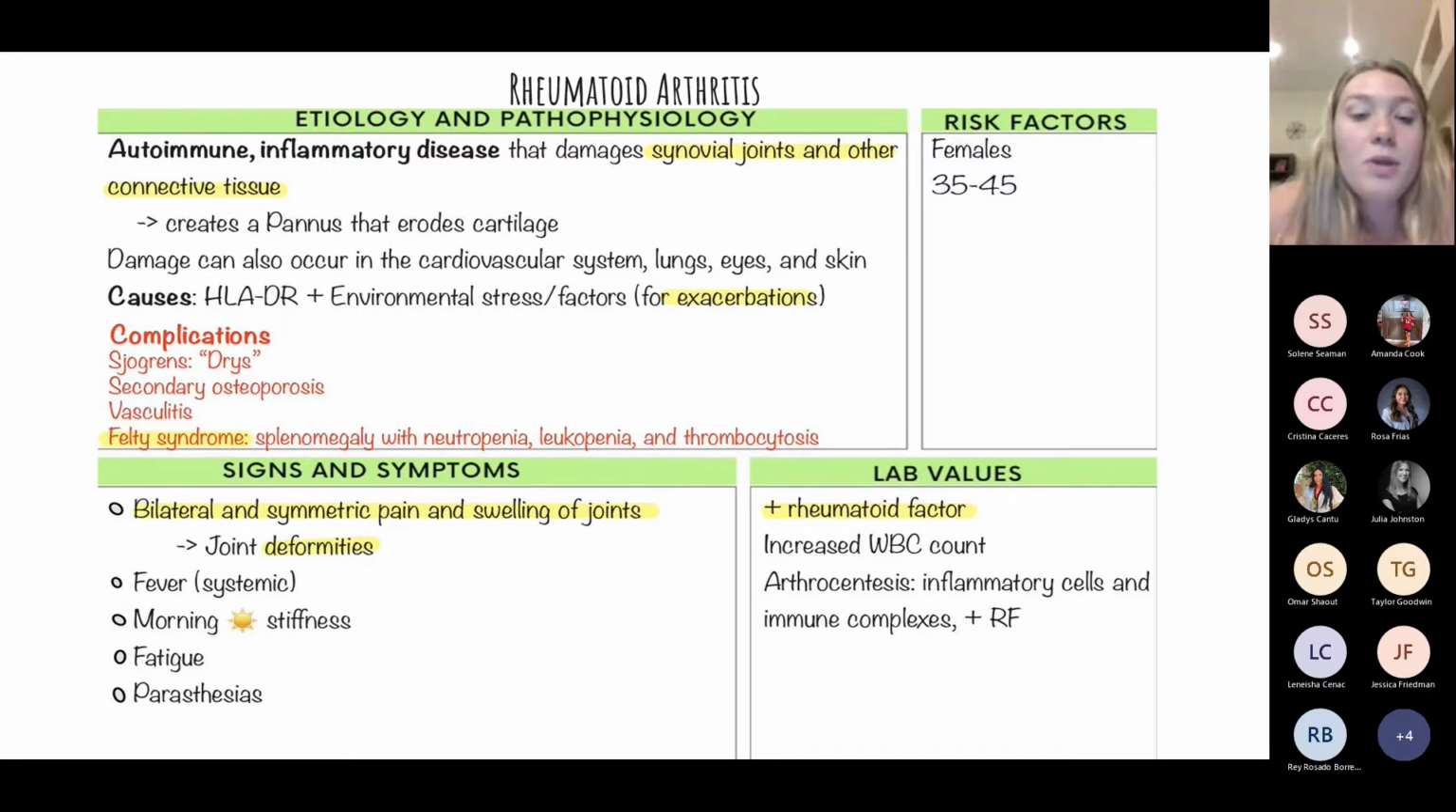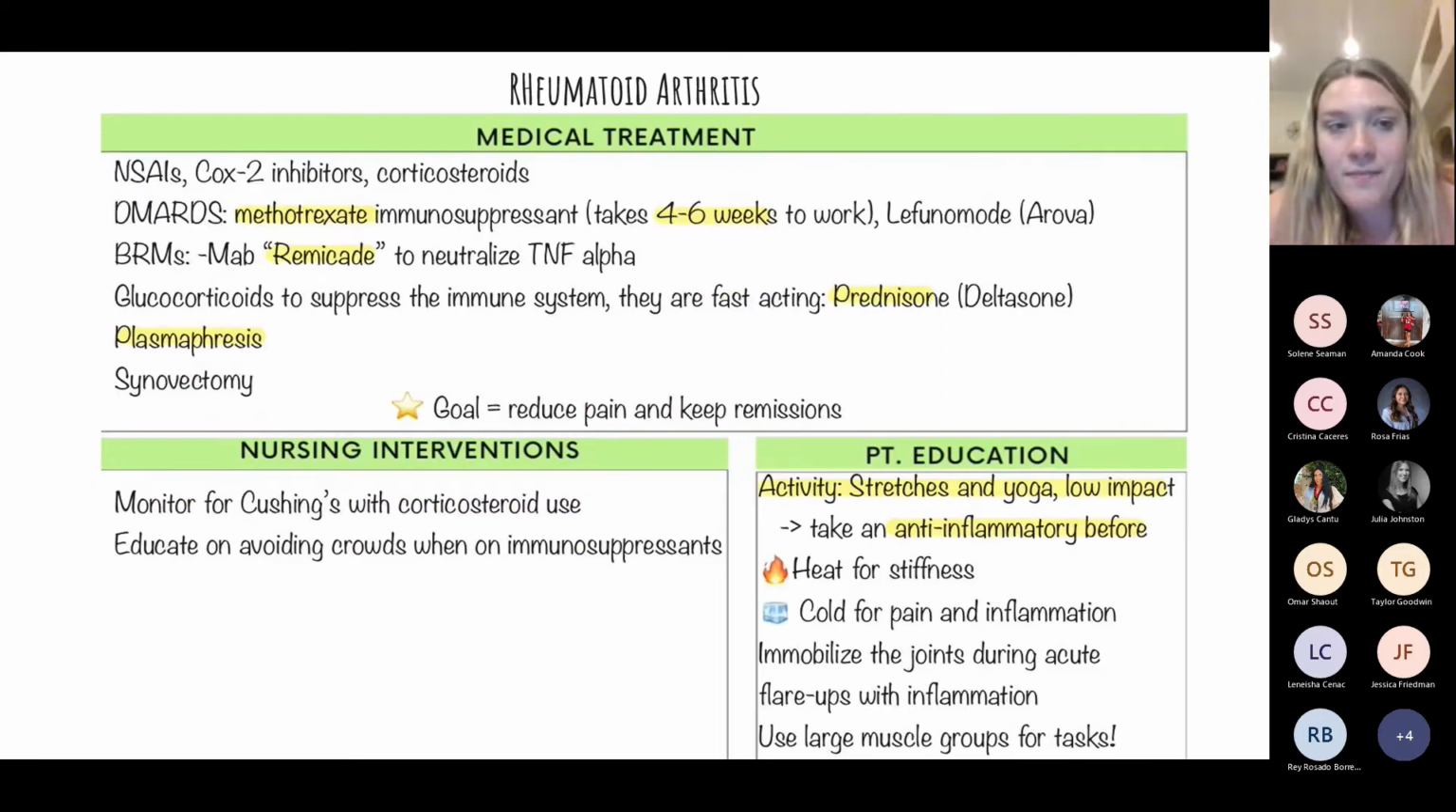When we're diagnosing someone with RA, they usually have that positive rheumatoid factor. So just kind of remember that, highlight that, star that, etc. And we can get that through an arthrocentesis. Medication treatments, a lot of it's going to be our NSAIDs, COX-2 inhibitors, corticosteroids. They all work on suppressing the inflammatory process. You can also give them DMARDs, specifically methotrexate as an immunosuppressant.